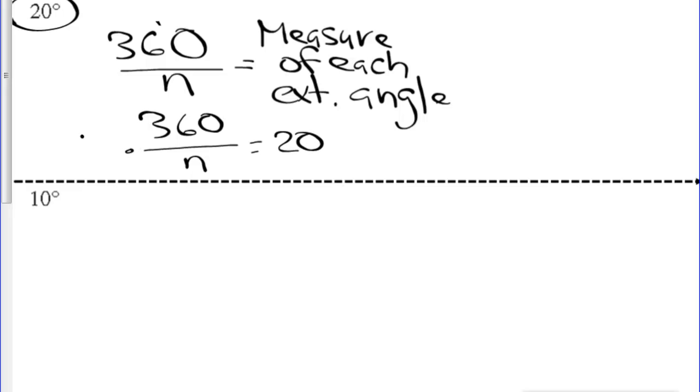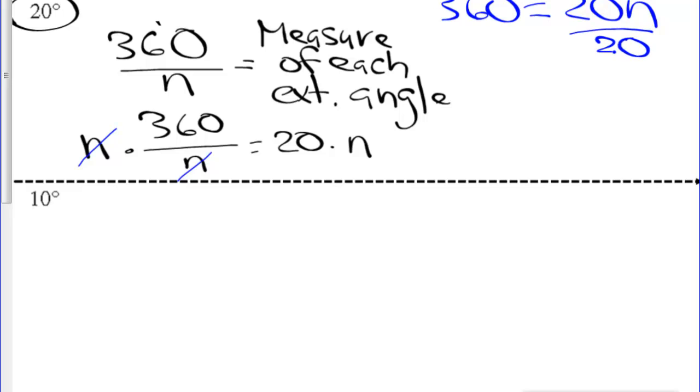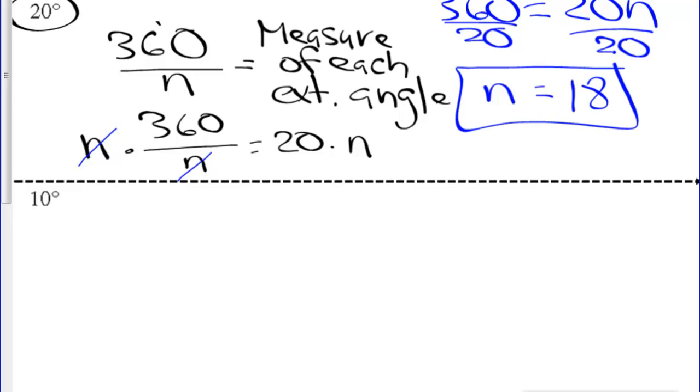I can multiply both sides by n. And then let me continue over to the right. I'll have 360 equals 20n, because this n and that n will cancel out, as most people like to say. So then now I want to divide by 20. So n is going to equal what? 18. So how many sides does this regular polygon have? It has 18 sides.